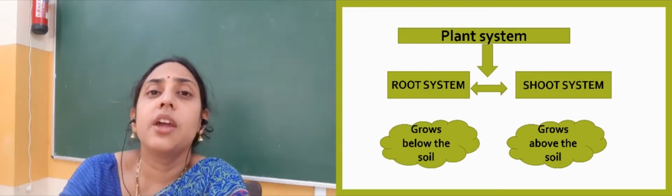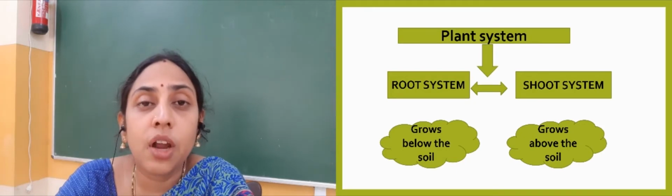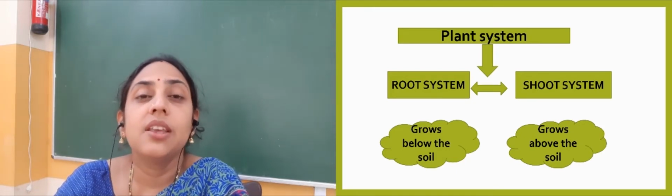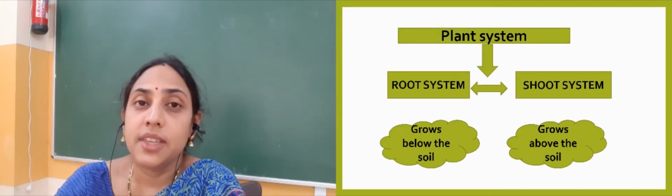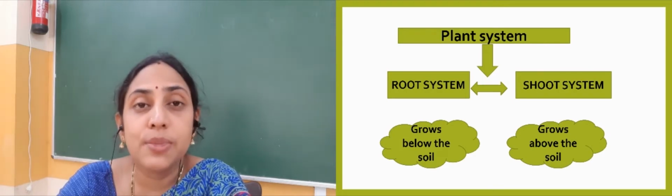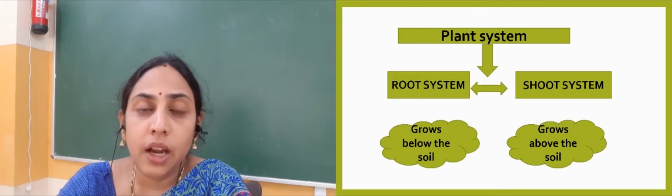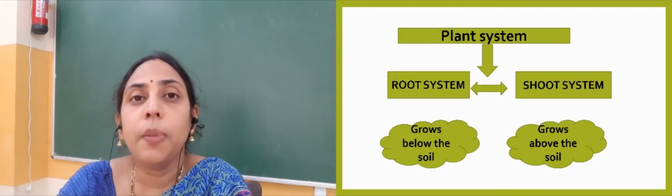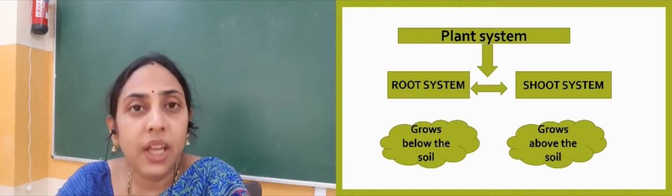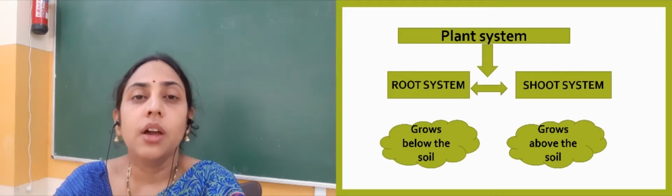Now what do you understand by shoot? Shoot is the part of the plant that is above the ground and shoot contains stem, leaves, flowers, fruits, branches, everything. So, if we see, the plant has two systems, root system and shoot system, right? Root is the part that grows below the ground, shoot is the part that grows above the ground.